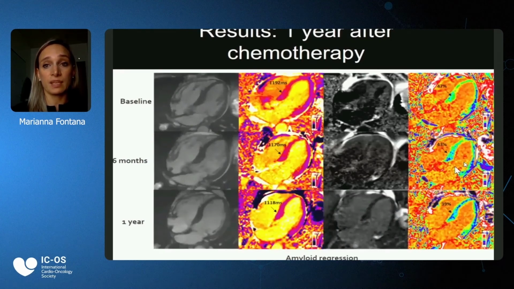And this is a beautiful example of this concept. At the top is a patient with, before treatment, characteristic images of cardiac amyloidosis. You see that the myocardium is white and the blood is black. One year after, there is almost complete regression of the amyloid. The late gadolinium enhancement has normalized and the extracellular volume has gone significantly down.